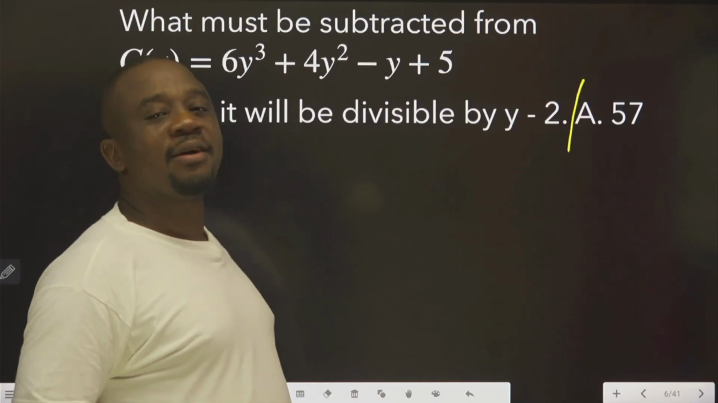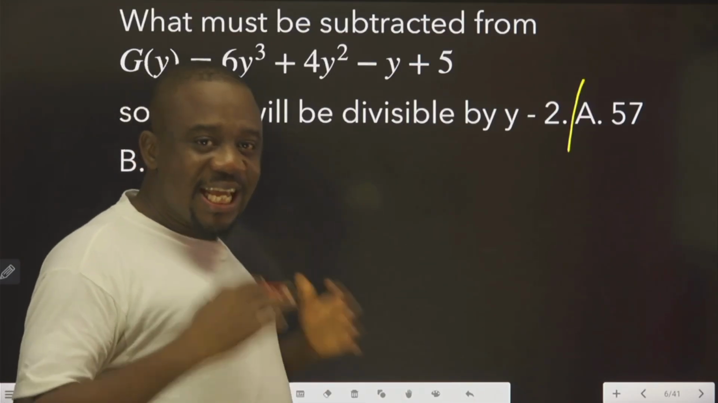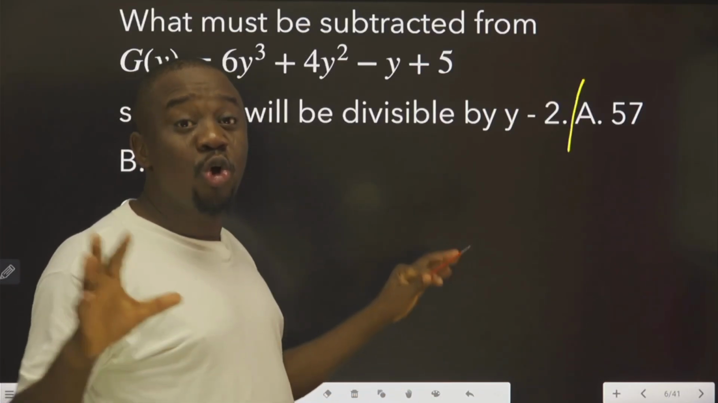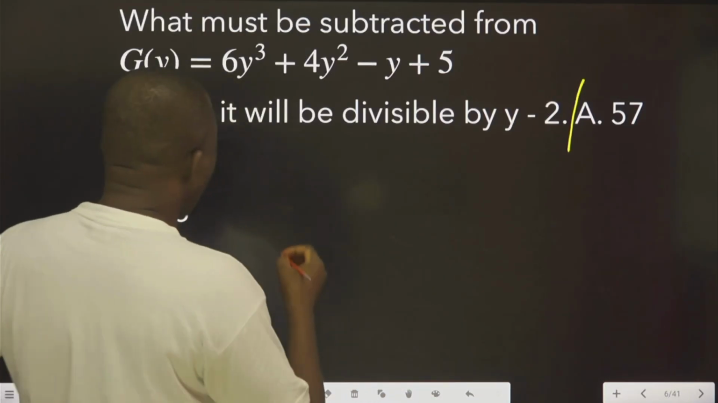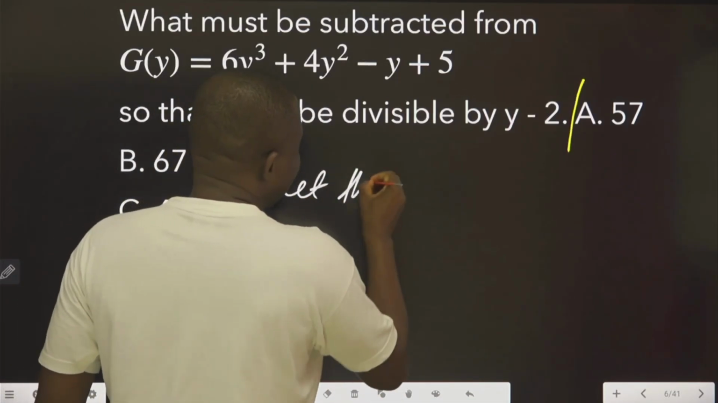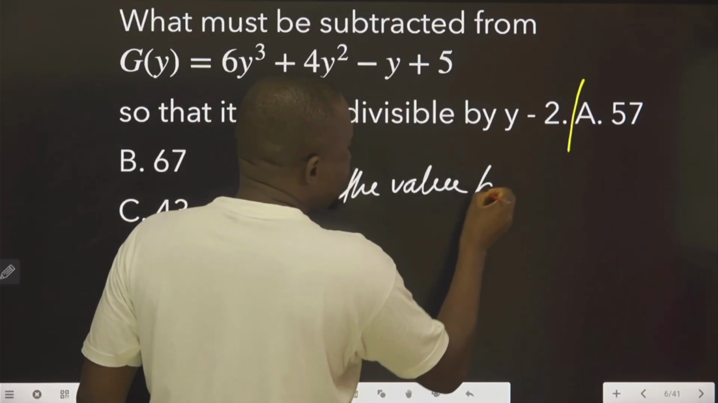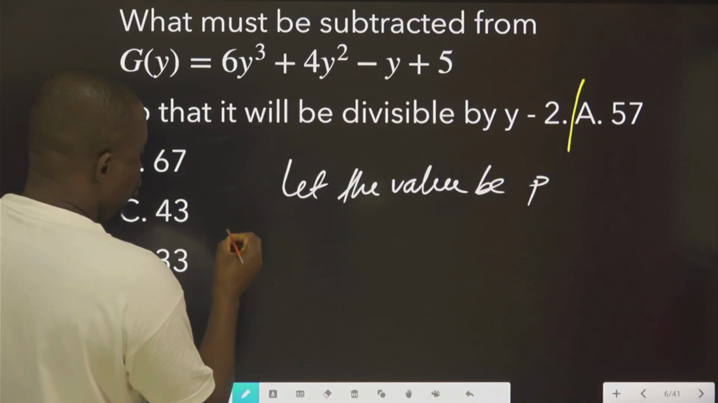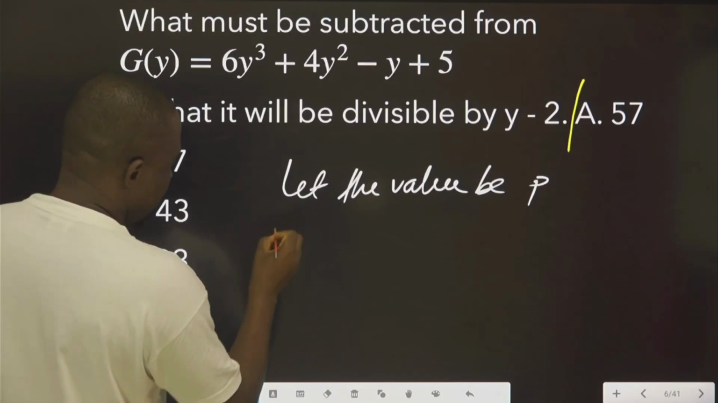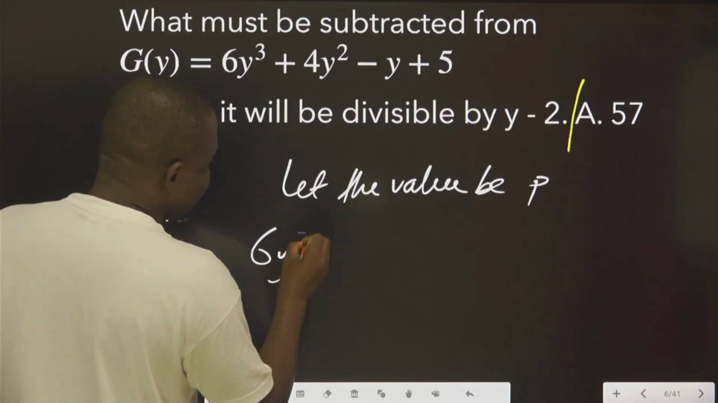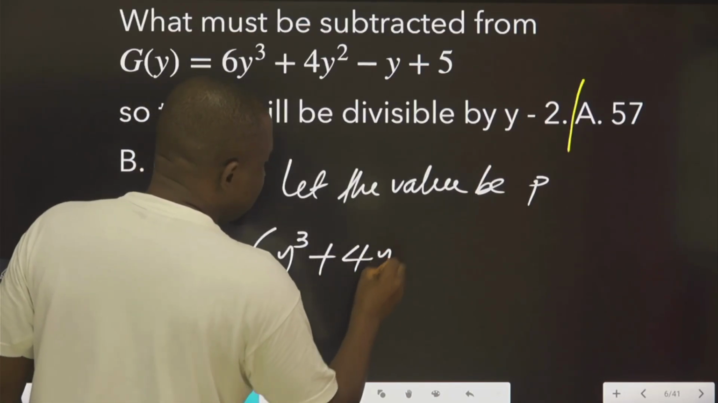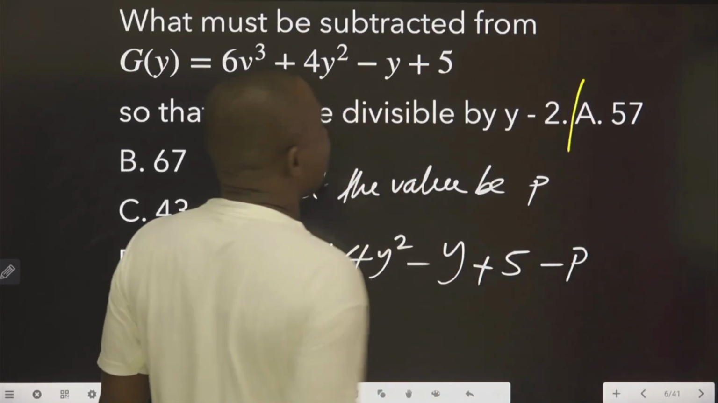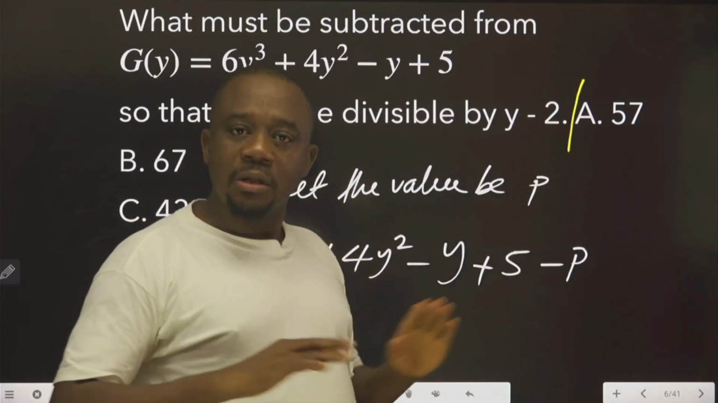Something you need to remove from here. Once you remove it, then when you divide this by y minus 2, you will not have remainder. So we are going to say let the value be, can put anything. Let's say let it be P. So therefore, we are saying if this raised to power 3 plus this, if we remove P, then if we divide it by this, no remainder.